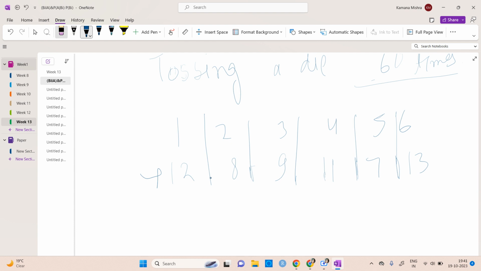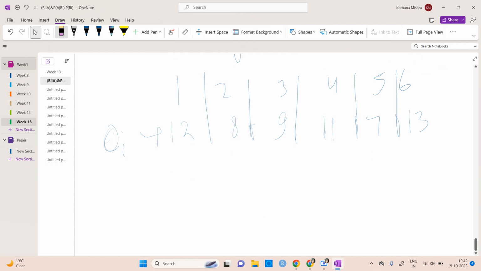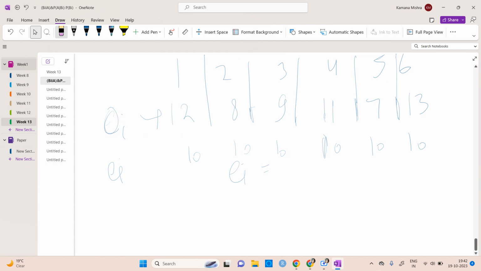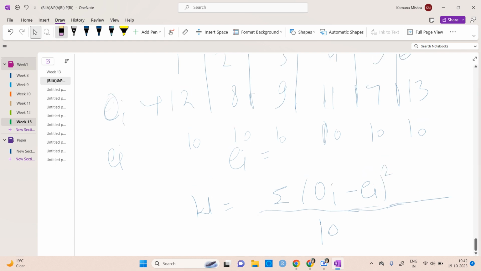So this one is our observed frequency, right? And the expected one is 10, 10, 10, 10, 10, 10, because it is an unbiased die we are taking. Then the W, in the summation, would come as the summation of OI minus EI squared over EI. So EI is nothing but 10, and then you can do OI minus EI: 2 squared, 2 squared, 1 squared, 1, and then 3 and 3 squared.